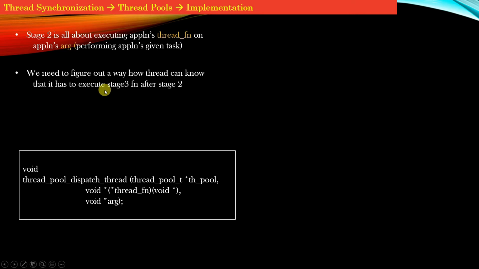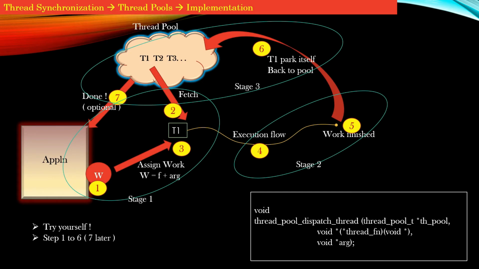So we need to figure out a way how a thread can know that it has to execute stage 3 function also immediately after stage 2 has been completed, right? This is what we have discussed.